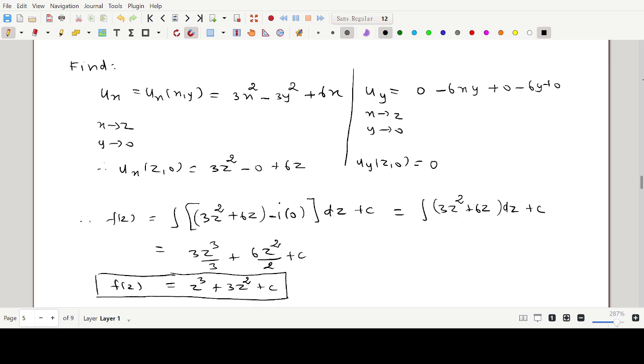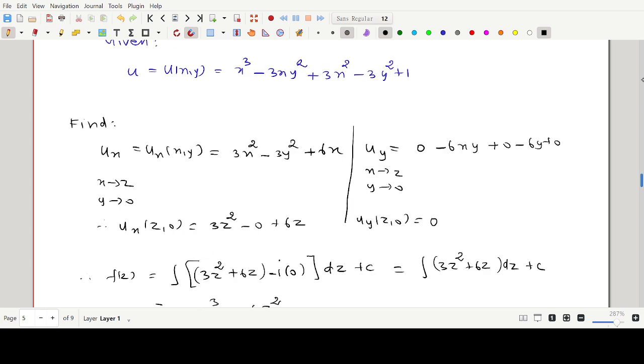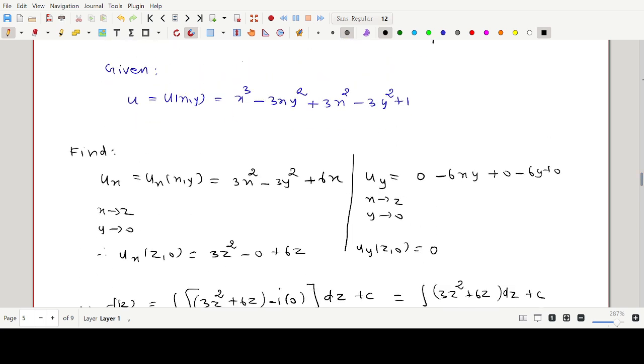Similarly, find the first derivative with respect to y in our given u function. Differentiating with respect to y means we treat y as the variable and x as constant. So x cube is constant, 0. Minus 3x is constant here, and the differentiation of y square is 2y. So 2 into 3 is 6, minus 6xy. This last term is constant because it is differentiated with respect to y, so we treat it as constant 0. This one is minus 6y plus 0.